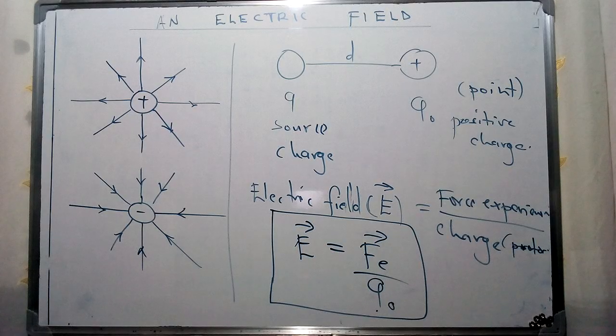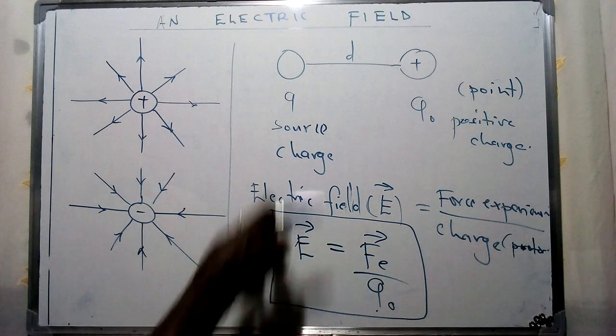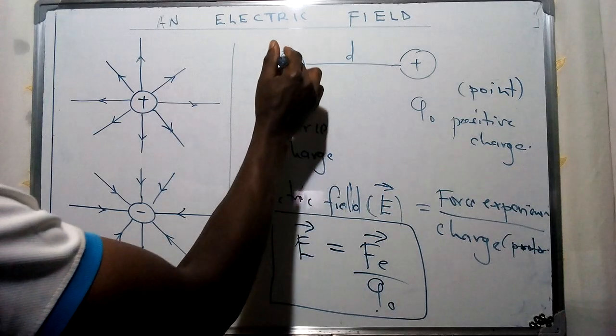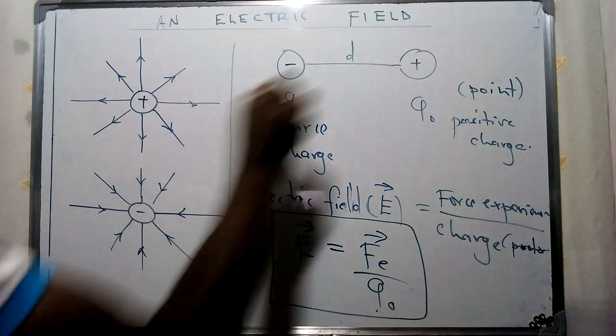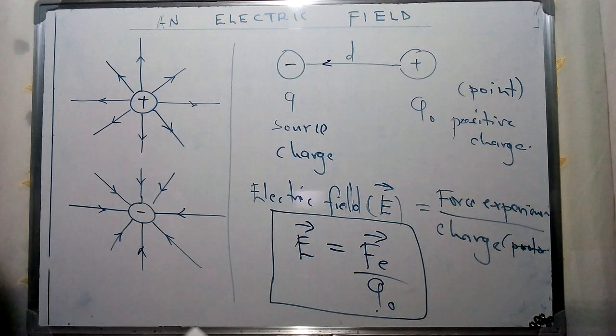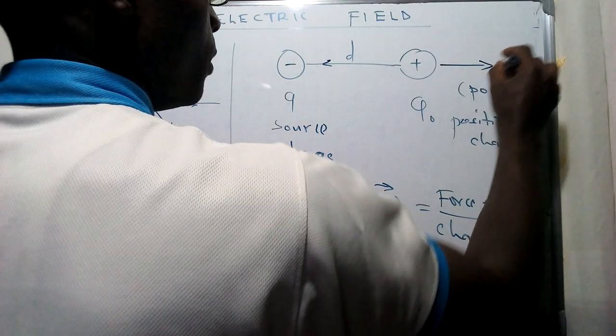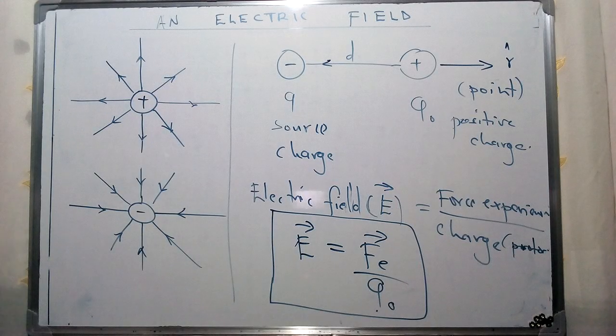Now, suppose the source charge is a negative one. Then that specific force is going to be directed in that particular direction, and we're going to represent the unit vector in that particular case as such on the test charge.